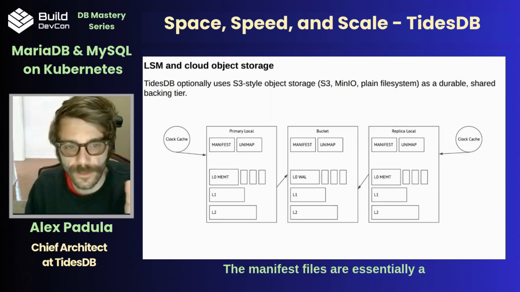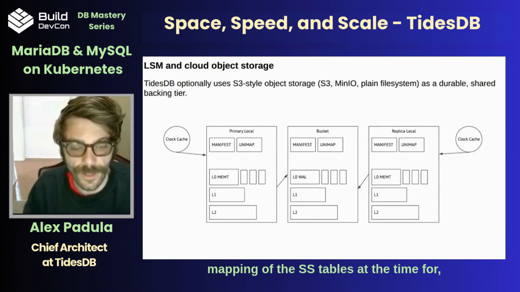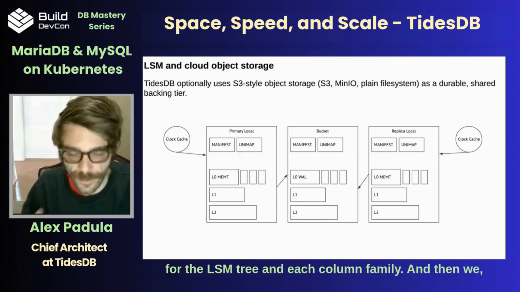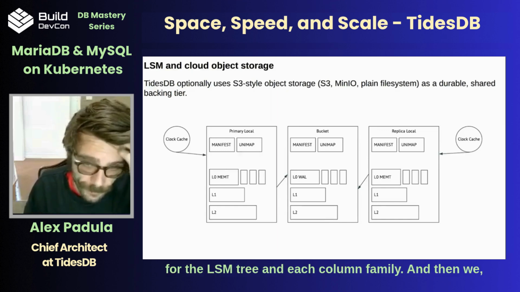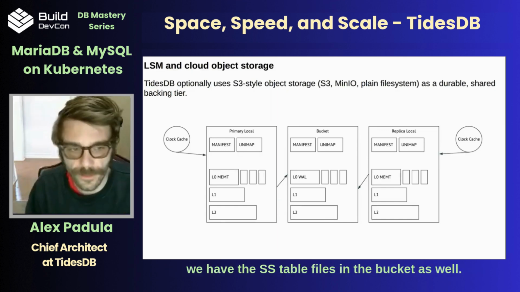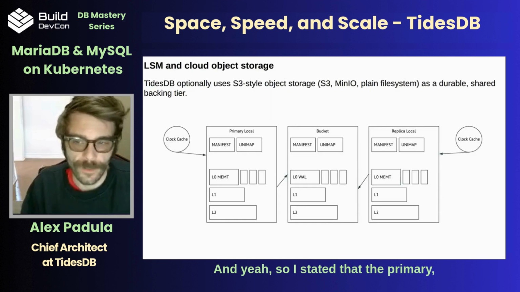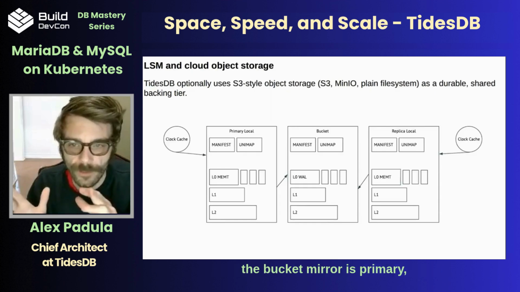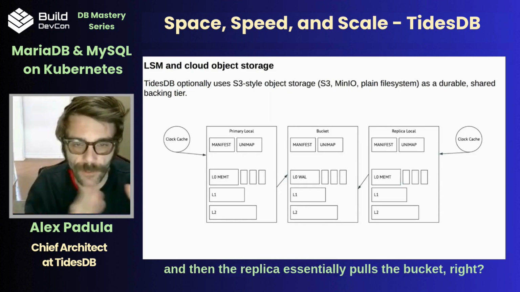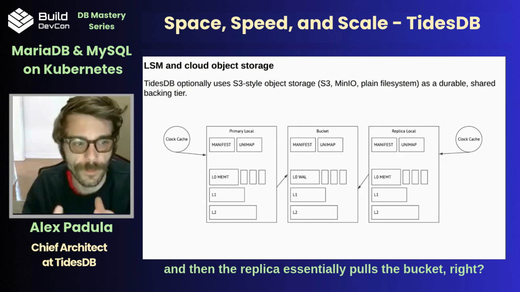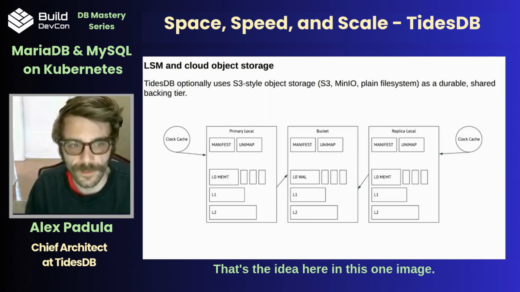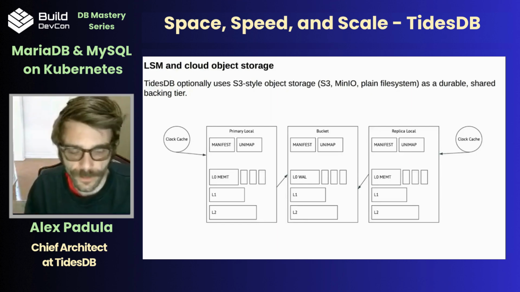The manifest files are essentially a mapping of the SS tables at the time for the LSM tree in each column family. And then we have the SS table files in the bucket as well. And yeah, so as stated, the bucket mirrors the primary, and then the replica essentially pulls the bucket, right? That's the idea here in this one image.